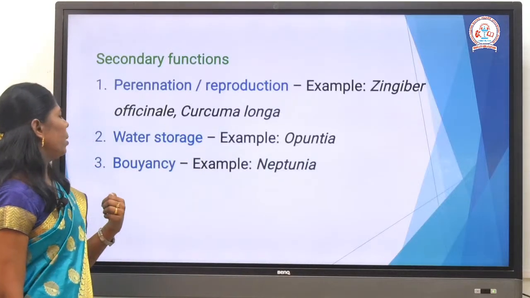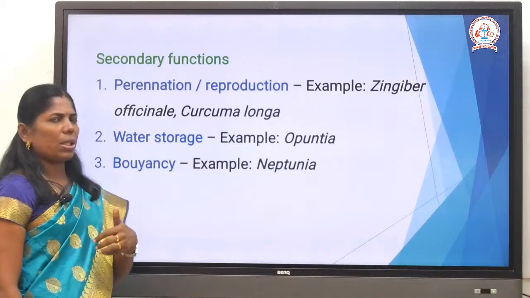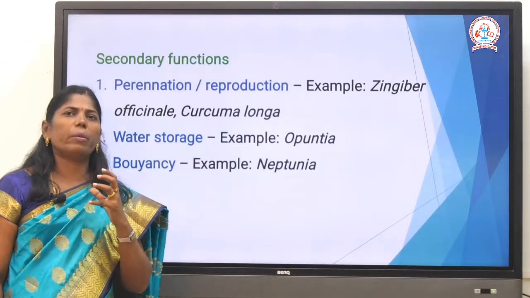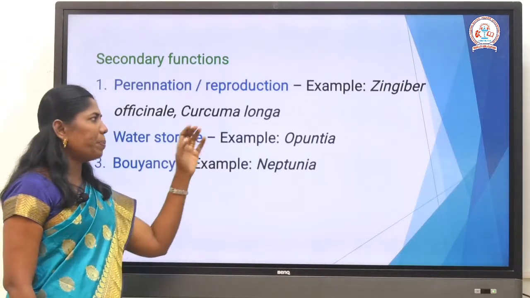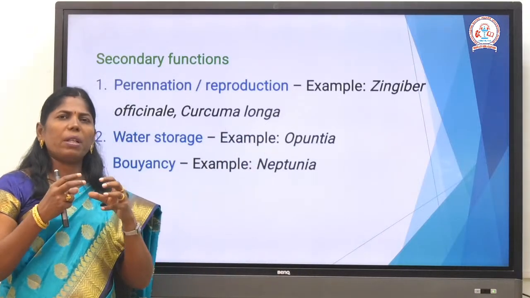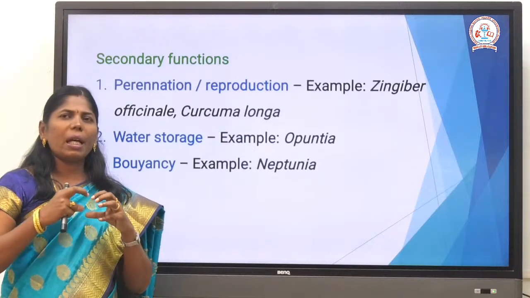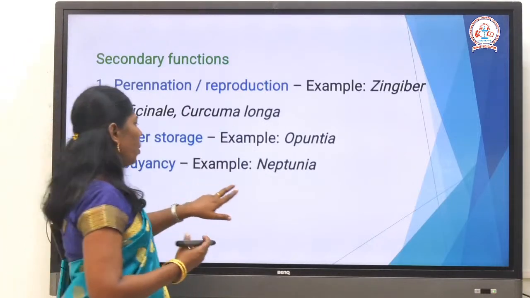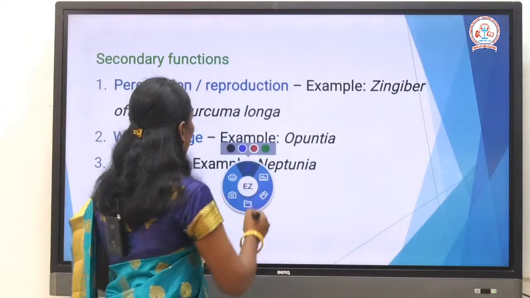Okay, that's turmeric. Next one is water storage. So which stem stores the food and water? Okay, the best example is Opuntia. Okay, so in Opuntia the stem is very fleshy. So they have some modifications. So what are the modifications?